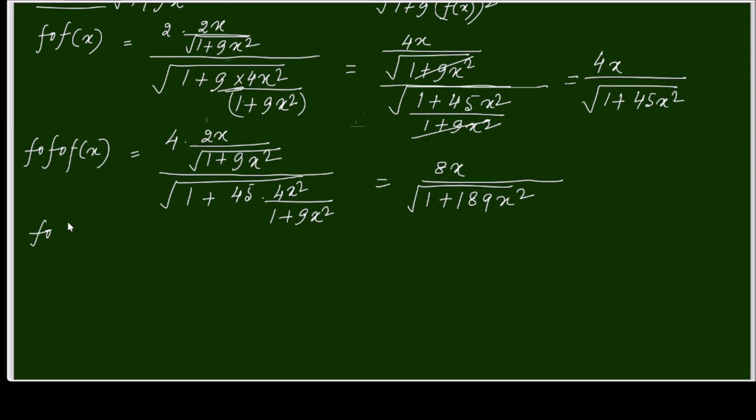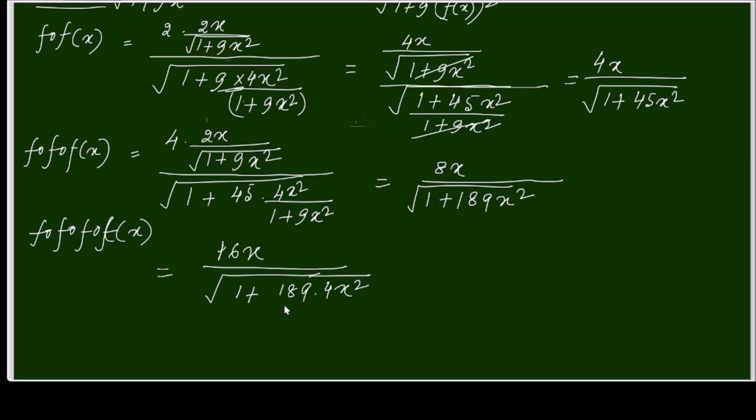So similarly, if I take f of x 4 times, it will be 16x over square root of 1 plus 189 into 4x squared plus 9x squared, that is 16x over 1 plus 9 plus here 189 into 4 squared.